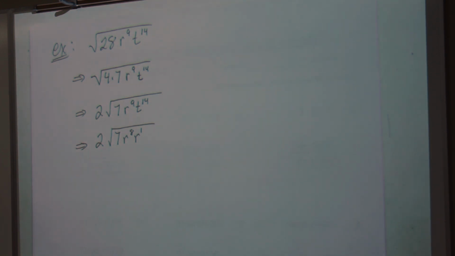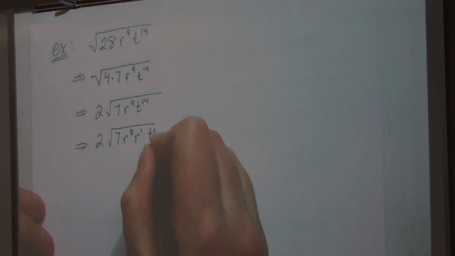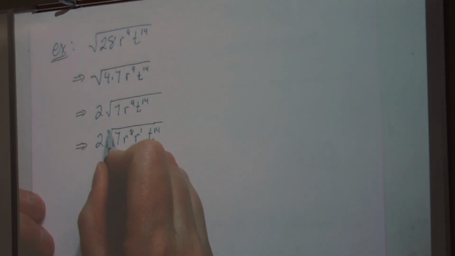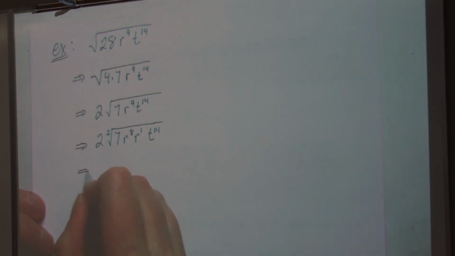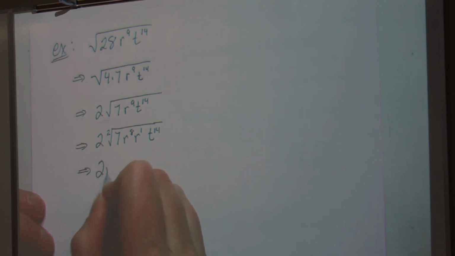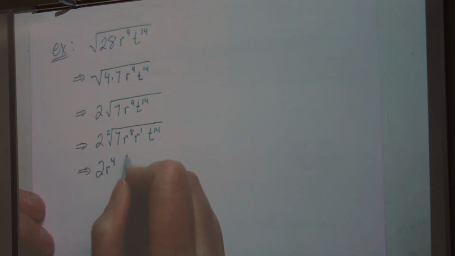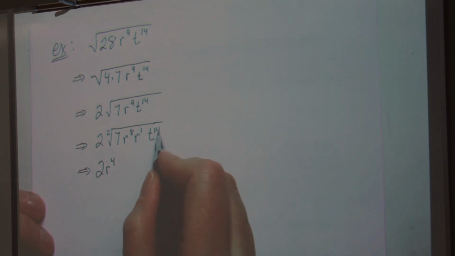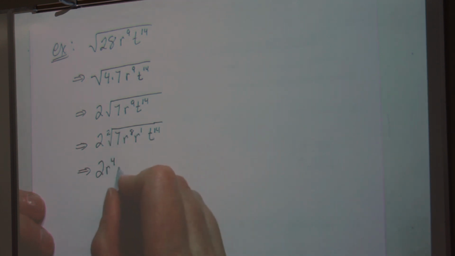Didn't change anything. What about t to the 14? Is that okay, or do I need to change it? Yeah, it's okay, because it's divisible by 2, right? What is 8 divided by 2? 4. So this is 2r to the 4th. Now my r's are done. This r cannot come out. And what is 14 divided by 2? 7. So I have t to the 7.